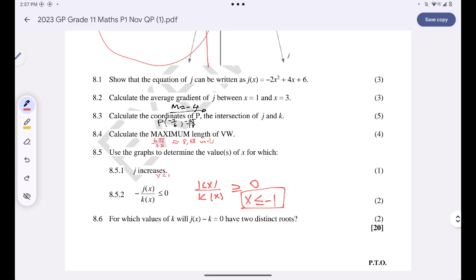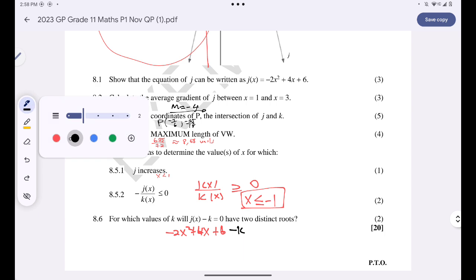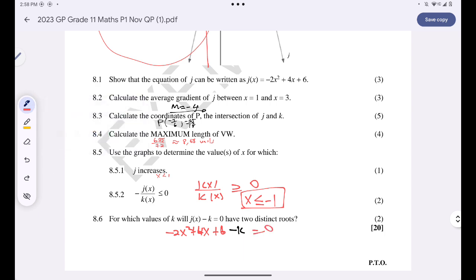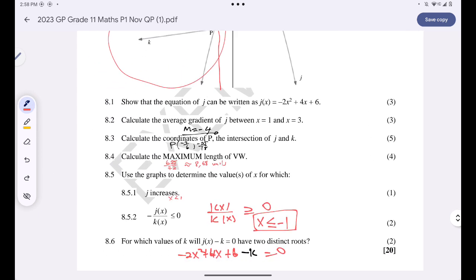Okay, and now we are being asked, for which values of k will j minus k equal to 0 have two distinct roots? Remember that the graph of j can be written as -2x squared plus 4x plus 6 minus k. Let me write minus k in a different color there. Minus k is equal to 0, right?